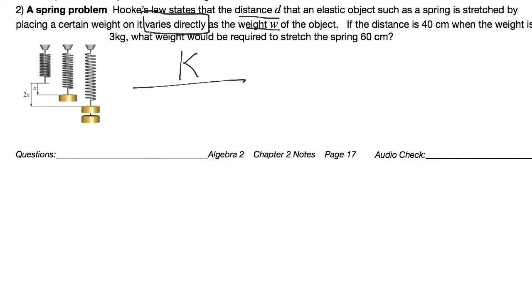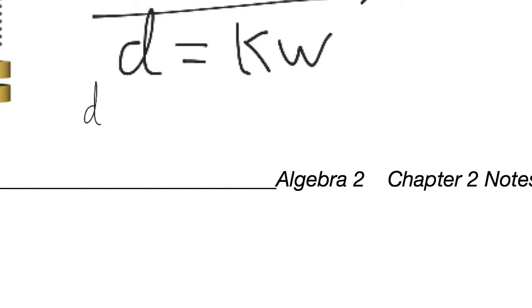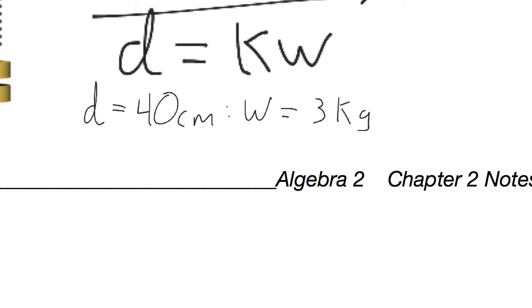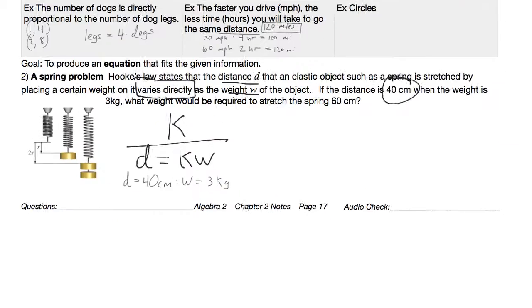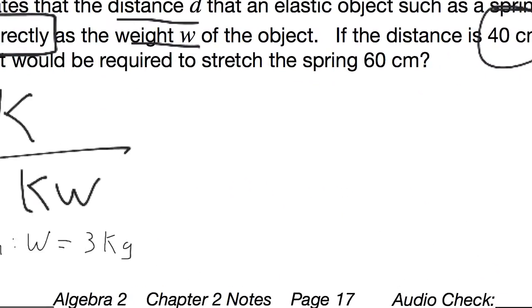And so just knowing that, one of our knowns is going to be d equals kw. That's the direct variation equation with the variables that we have. Now, in one case, if the distance is 40 centimeters, so for example, when this spring is stretched to 40 centimeters, the weight that's doing it is going to be 3 kilograms. And so using that information, what weight would be required to stretch the spring to 60 centimeters?